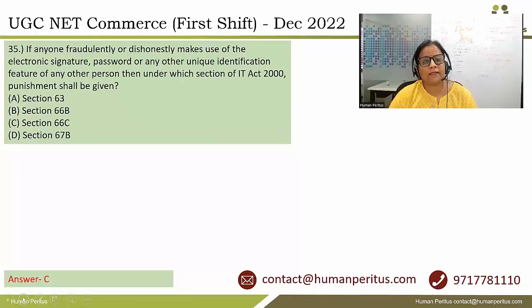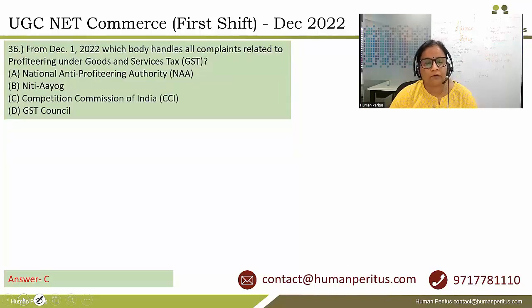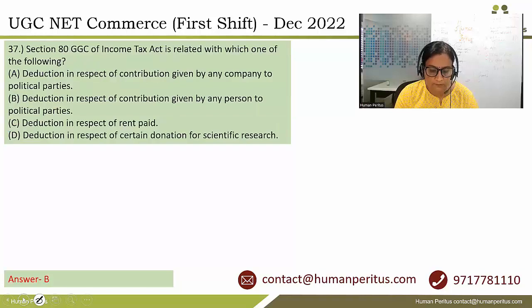Okay, so next question says if anyone fraudulently or dishonestly makes use of the electronic signature, password, or any other unique identification feature of any other person, then which section provides punishment? So straightforward, the answer to this question is section 66C, right? Okay, from December 1, 2022, which body handles all complaints related to profiteering under GST? So earlier, all such complaints were handled by National Anti-Profiteering Authority. However, now this authority has been shifted to CCI, Competition Commission of India, right? So the correct option is answer C.